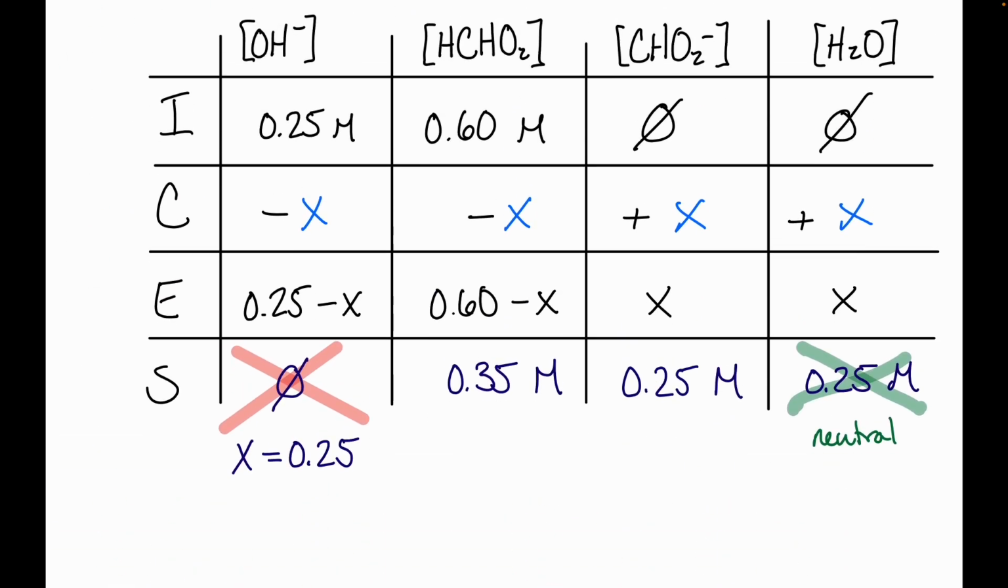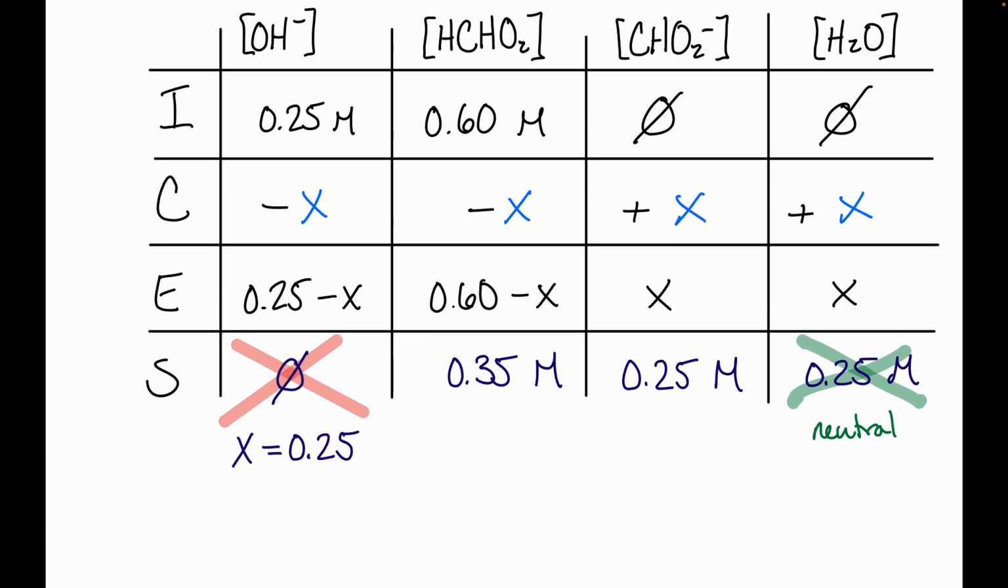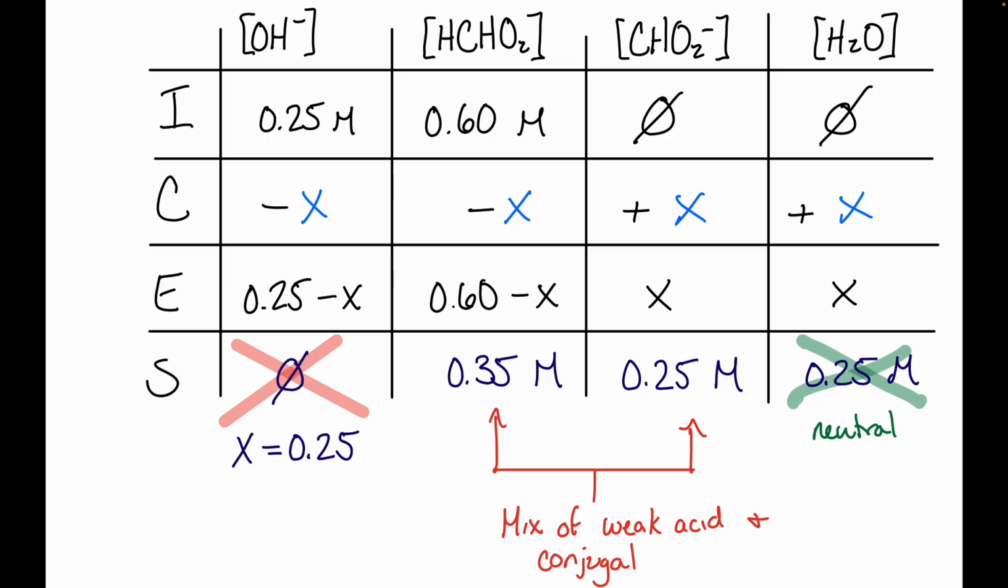All right, so what we're going to make note of here is we have this mixture of a weak acid and its conjugate base. And we're trying to figure out the pH of this solution. But wait, we have a special name for mixtures of weak acids and their conjugate bases. What are those? A buffer. And so what we've just done is we've created a buffer solution.